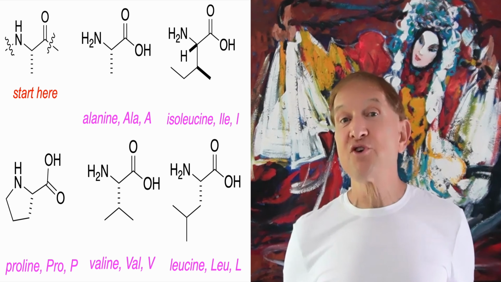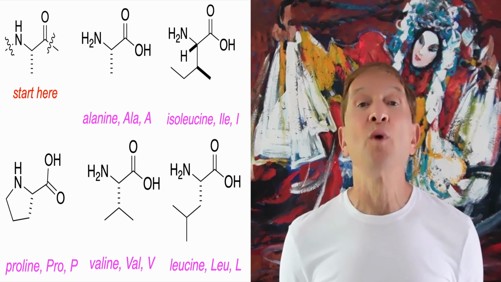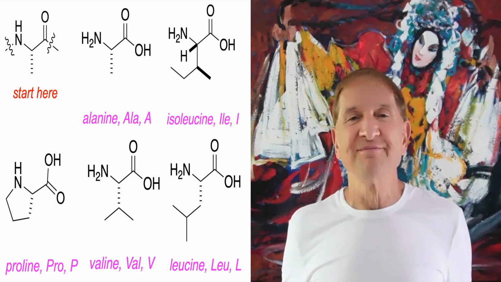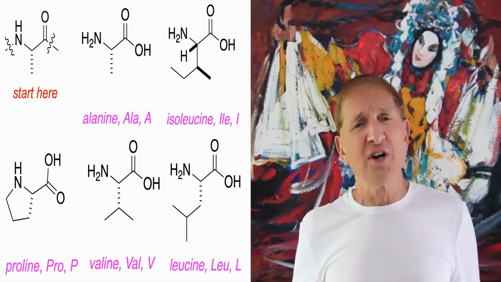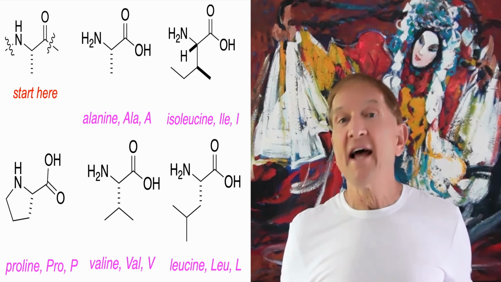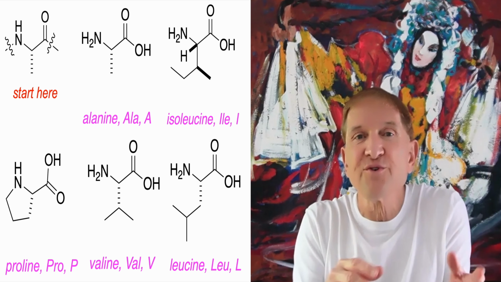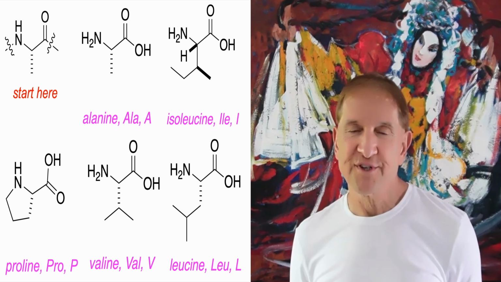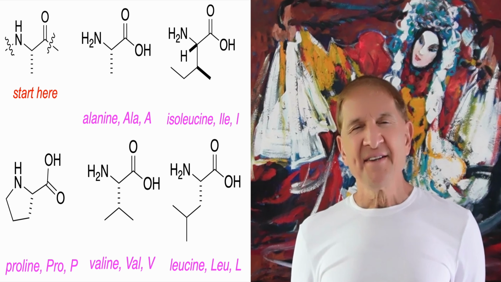Okay, if we have the structures down, let's remember the abbreviations and the one-letter codes. Alanine, A, simple. Valine, V, not too much hard work. Leucine, L-E-U, makes sense. Isoleucine, I-L-E, isoleucine. Proline, P, pro.